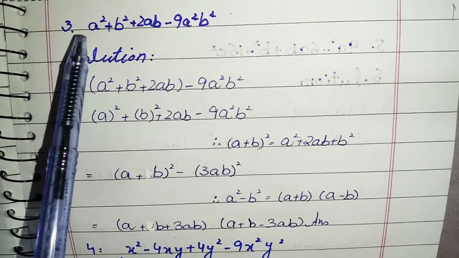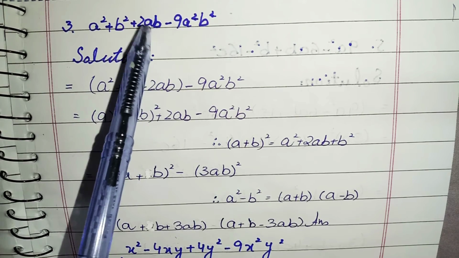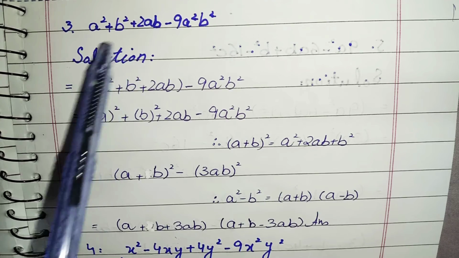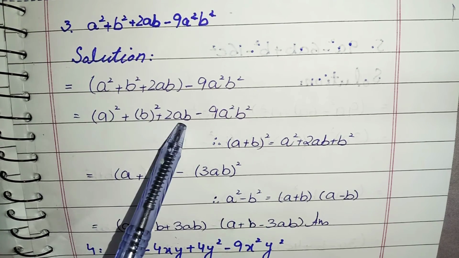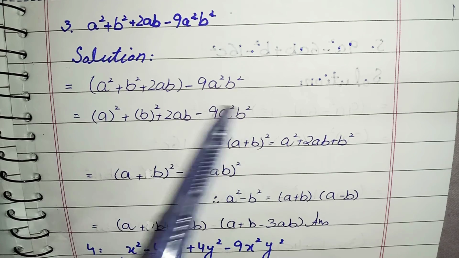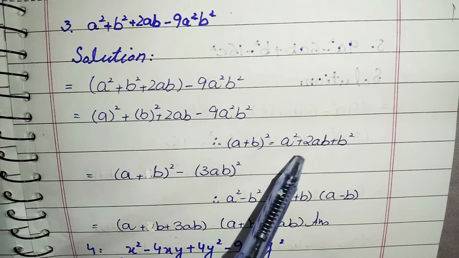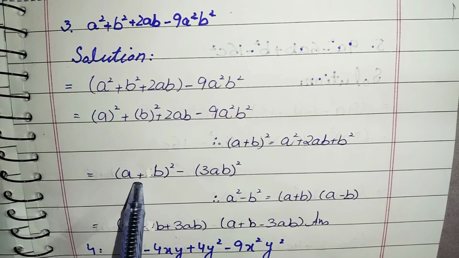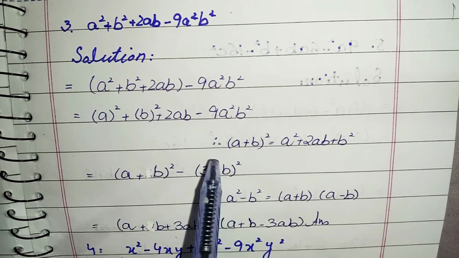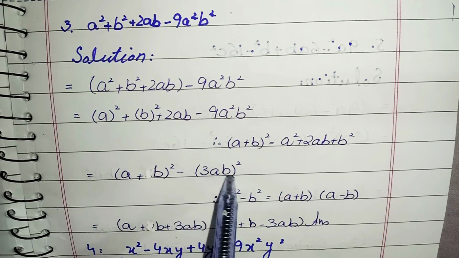Students, in this question they gave us the square terms firstly, then the third term is our middle term. So we will build up the formula: a whole square plus b whole square plus 2ab, then minus 9 a square b square we will write as it is. We enclose the formula by using a plus b whole square is equal to a square plus 2ab plus b square. When we close it, we get a plus b whole square minus 3ab whole square, because here we have 9 a square b square, which is a square of 3ab.